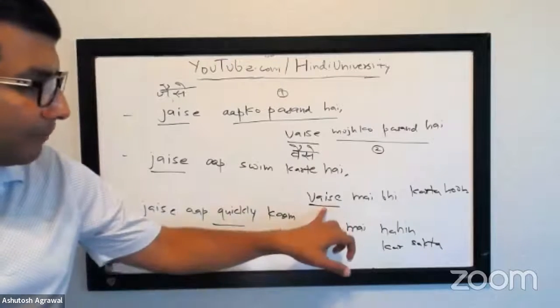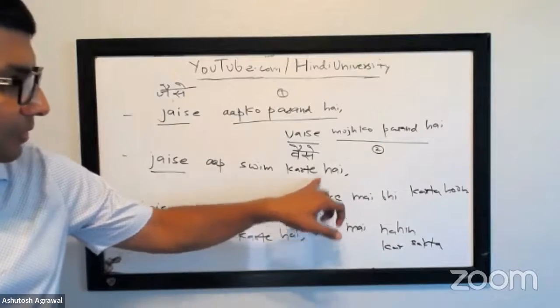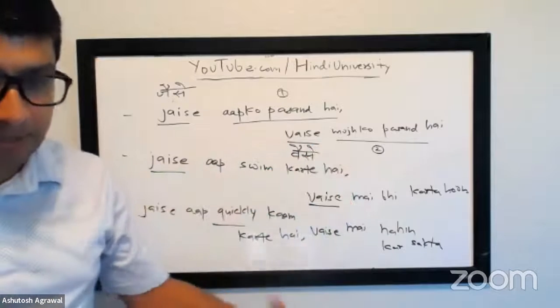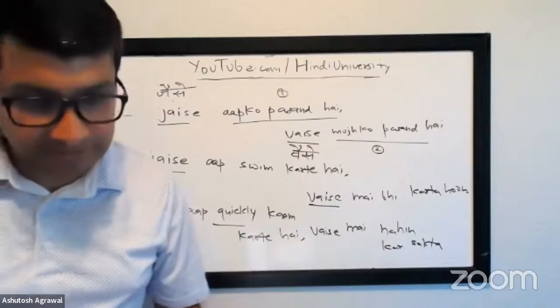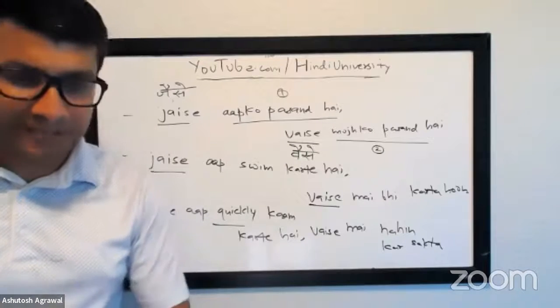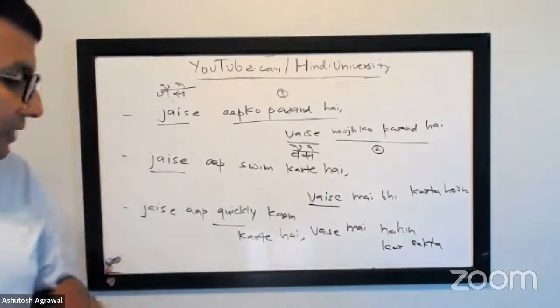मैं आपके जैसे स्विम करता हूं. मुझे आपके जैसे समोसा पसंद है. That's another way of writing it without using जैसे and वैसे. आपके जैसे, reference, you can use that.